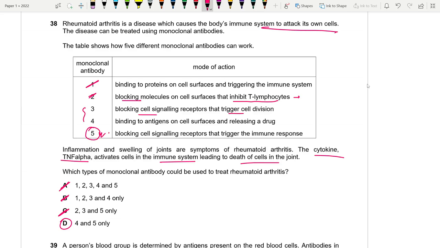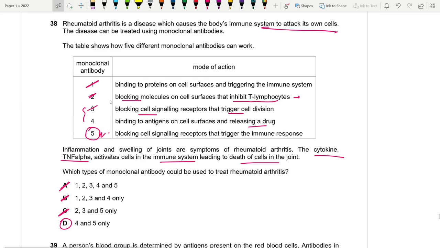So I was a bit confused about three and four, but here's the logic. Four, binding to antigens on cell surfaces and releasing a drug. This is how the monoclonal antibody works. Yeah, the drug can work, which actually prevents inflammation and swelling. So four is totally fine. What about three? Why is three wrong?